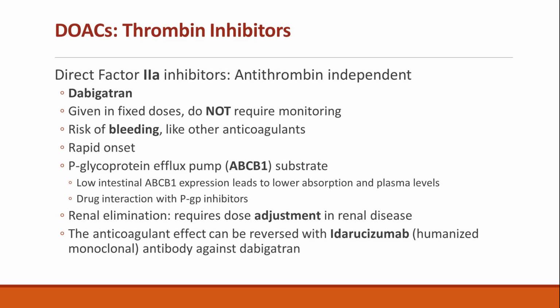Dabigatran is a direct thrombin inhibitor that acts independently of antithrombin and is administered as a prodrug. It provides rapid anticoagulation and does not require routine monitoring, but its high renal clearance necessitates caution in patients with renal impairment. It is also a substrate for P-glycoprotein, making it susceptible to drug interactions. Importantly, its anticoagulant effect can be reversed with idarucizumab, which is a major clinical advantage in cases of bleeding.